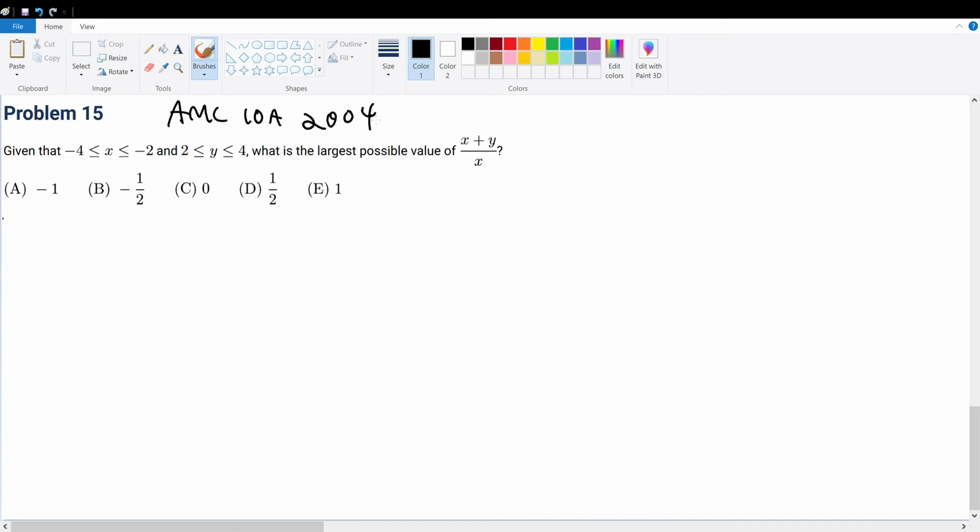AMC 10, 2004, problem 15. Given the range of x and y, we're trying to find the largest possible value of (x + y) / x. So right now, this is a fraction. So what can we do with fractions?